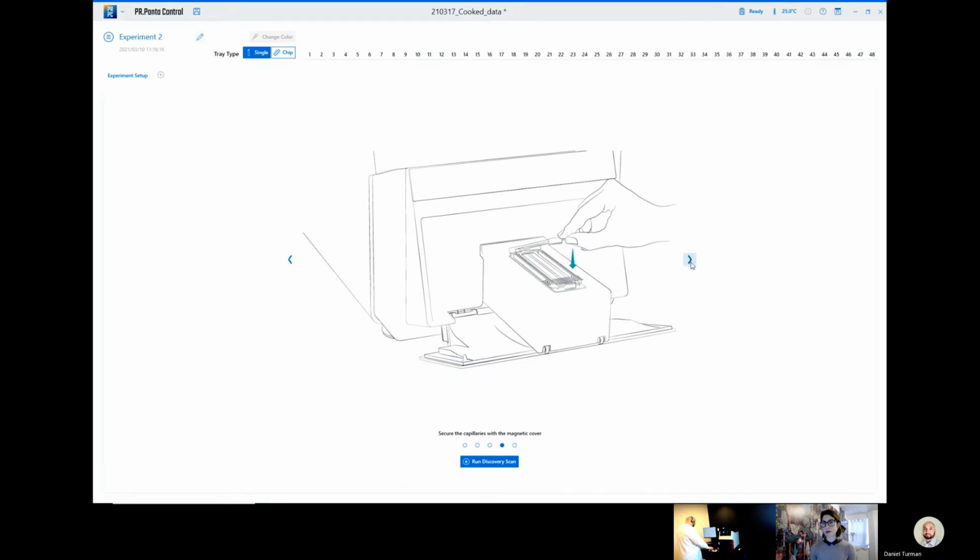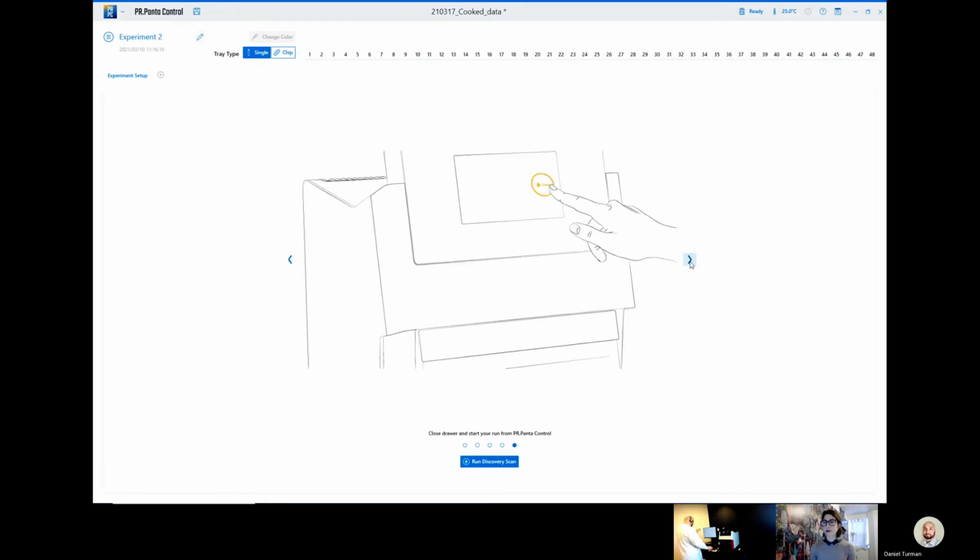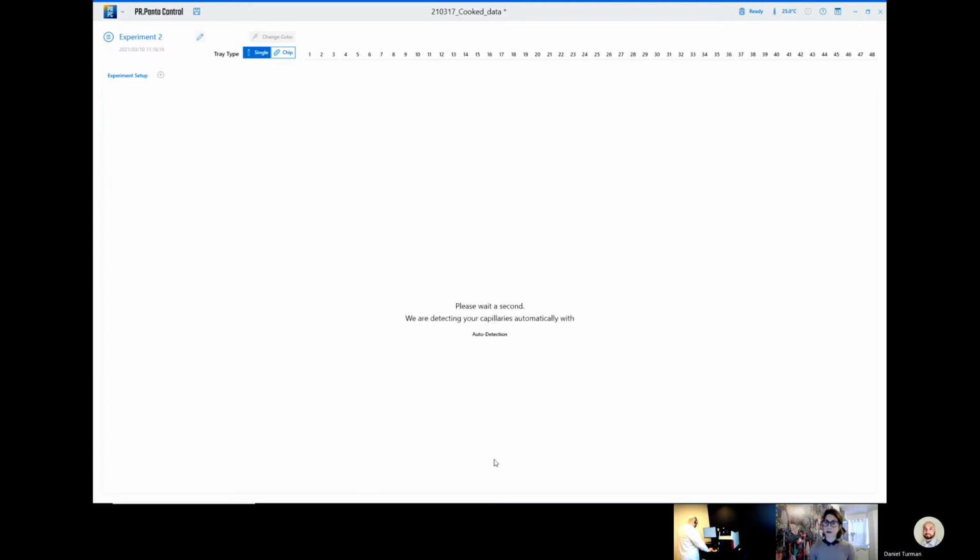So you load your samples, and then you place the tray back onto the samples, and you take a discovery scan. This discovery scan is going to give us an idea about the signal at 350 and 330 that we're getting from the instrument. It only takes a few moments, and it auto detects where in the sample tray you have samples.